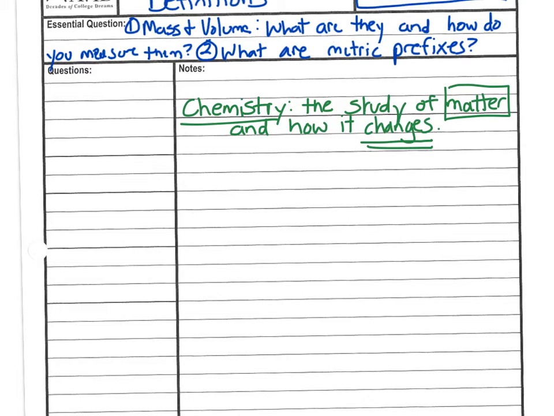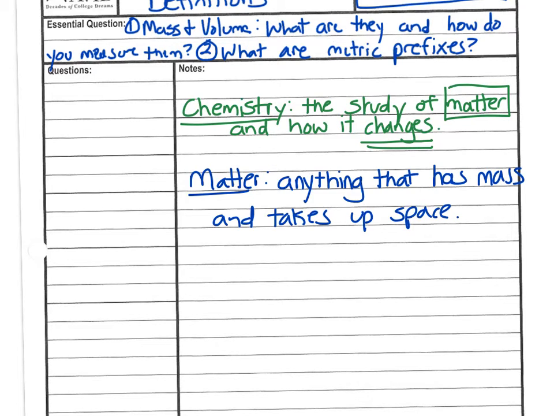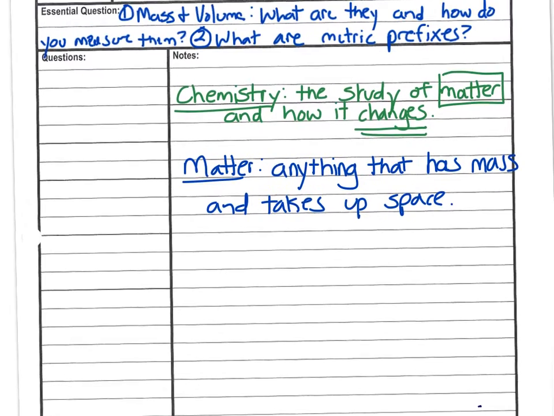So let's define matter. Matter is anything that has mass and takes up space. So when we're talking about chemistry, we're kind of talking about everything, because everything that has mass and takes up space, well, that's pretty much everything. So chemistry is really concerned about that matter, and again, we're really concerned with how it changes.